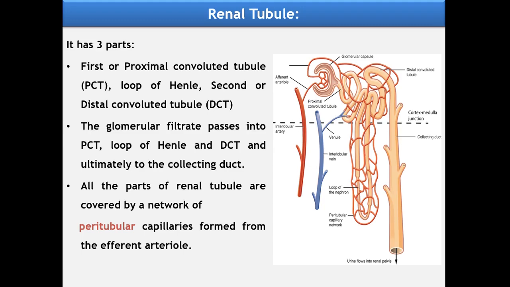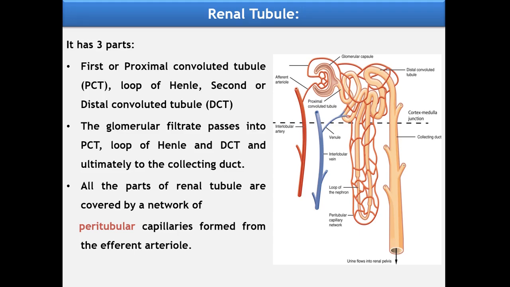Whatever the glomerulus filters, that passes into the PCT, loop of Henle and DCT, and finally to the collecting duct. Because we have so many millions of nephrons, 1.3 to 1.8 million, all these nephrons are connected to different ducts, and these ducts lead to the pelvis of the kidney, and ultimately to the ureter.